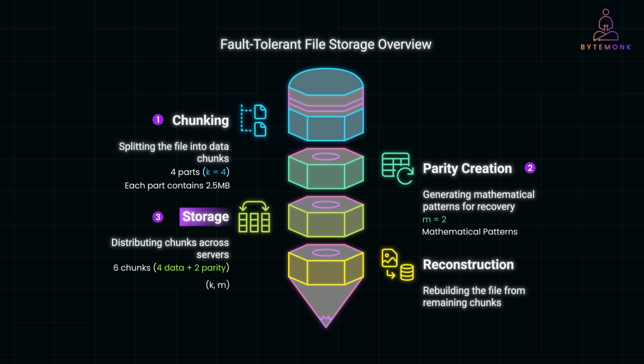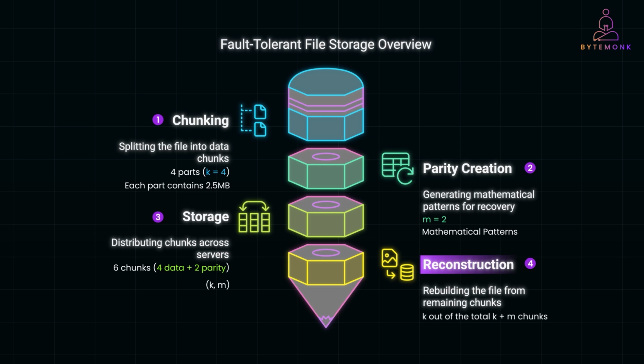Now, even if any 2 chunks are lost, the system can still rebuild the full video file using the remaining 4 chunks. And to rebuild the original file, the system only needs k out of the total k plus m chunks. Even if up to m chunks are lost, say because of node failures or network issues, we can still recover the entire file from the remaining chunks.